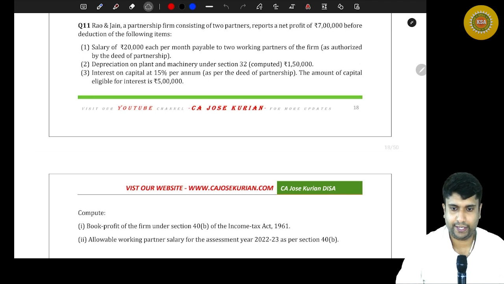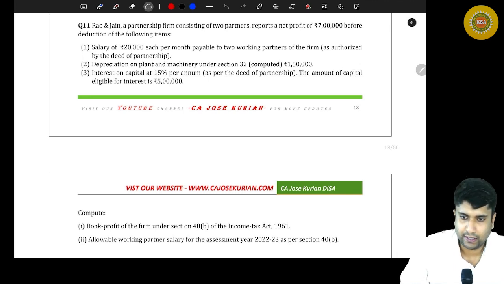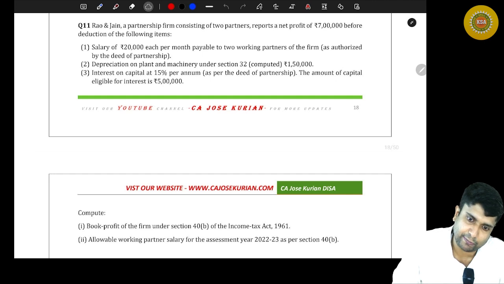Share of profit is disallowed to the firm and the same is exempted to the working partner. Yes. 690 is taxable to the partner under PGBP. Yes, it's taxable to the partner. And 690 is deductible to the partnership firm. Yes, that's right. Yes, Maunika, you're right.